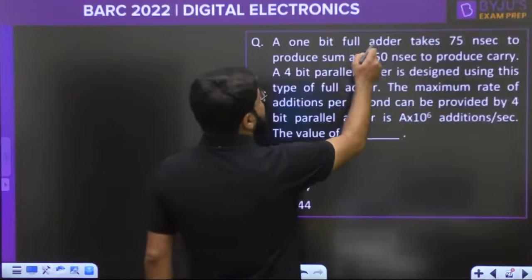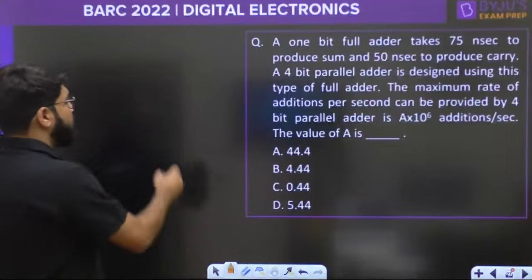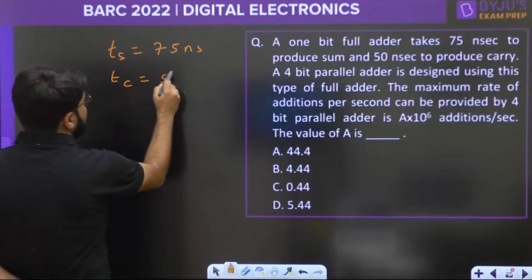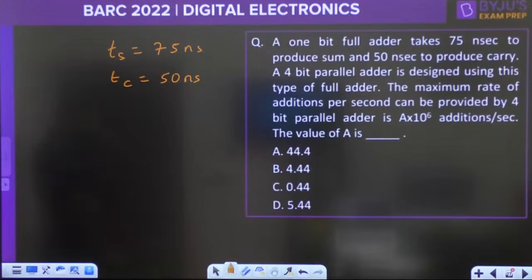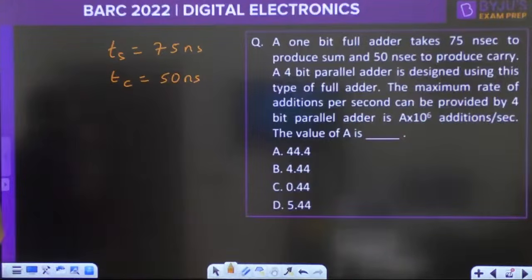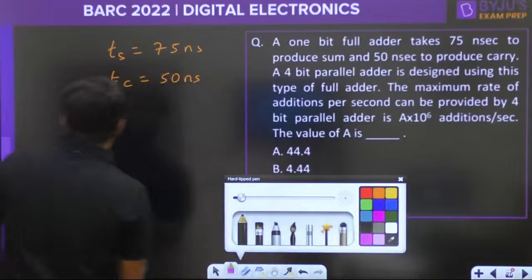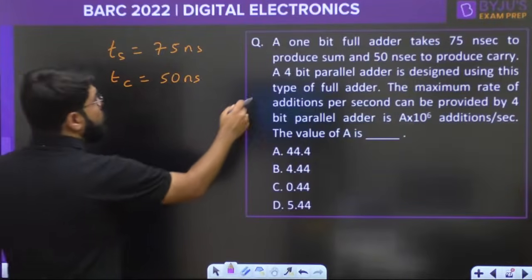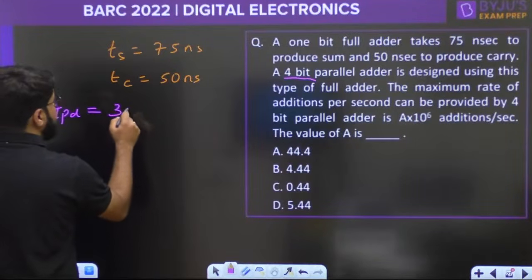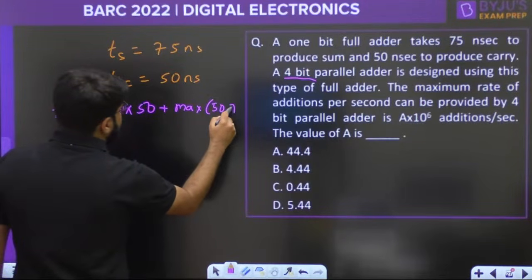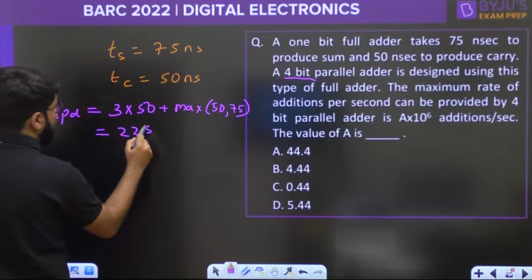Okay, first a single bit adder means a full adder, they are talking about a single bit full adder. What is given here? TS is 75 nanoseconds and for carry 50 nanoseconds. A 4-bit parallel adder is designed using this type of full adder. So first we will find the TPD, right? What is the maximum or worst case propagation delay? Here for 4-bit, n-1 is 3 times carry 50 plus max of 50 or 75. So this becomes 225 nanoseconds.